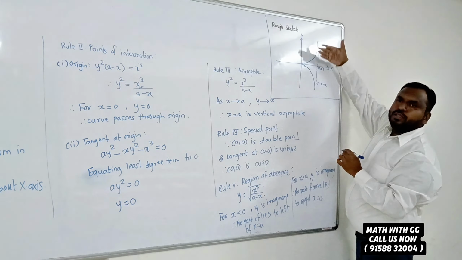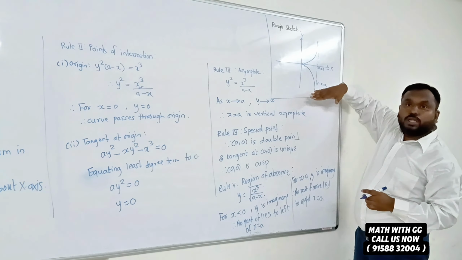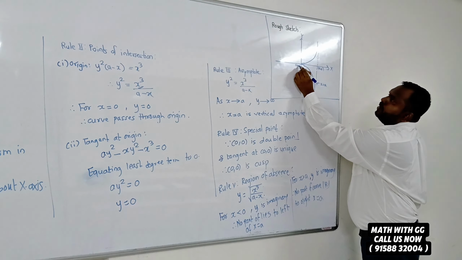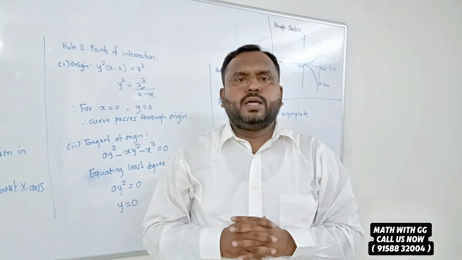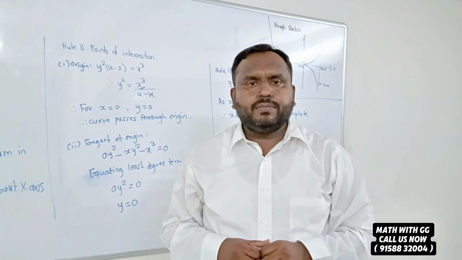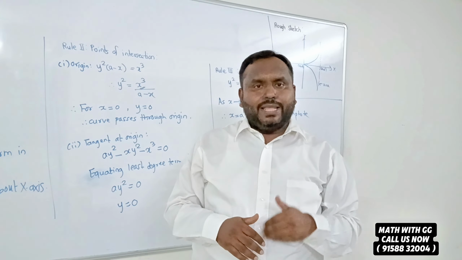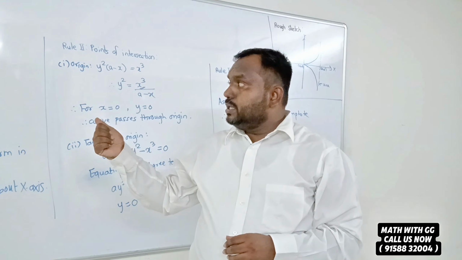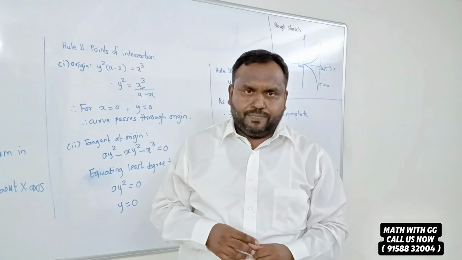As it is symmetric, the same part will be on the left hand side, below the x-axis. So this is your asymptote, this is your origin, and this is the rough sketch of example number 2. So this is the end of part 2 of curve tracing. I hope this part is useful for you. In the next video, we'll be continuing, that is the third example on the Cartesian curve only.